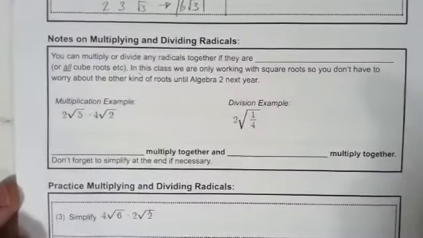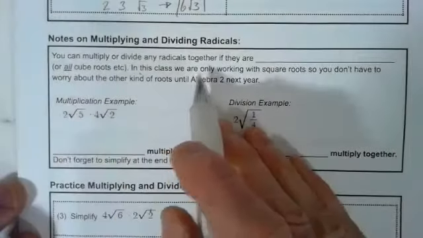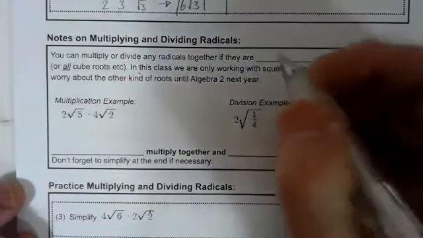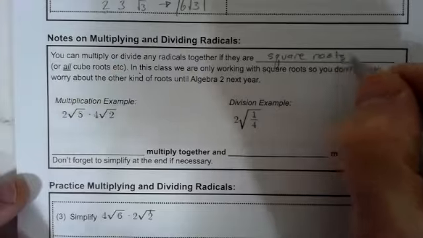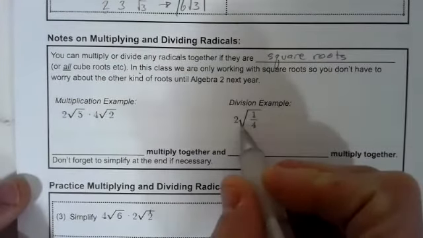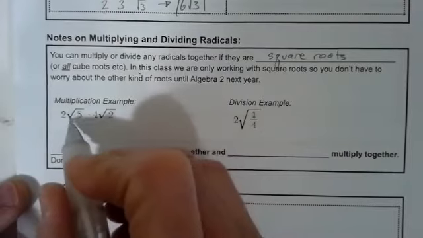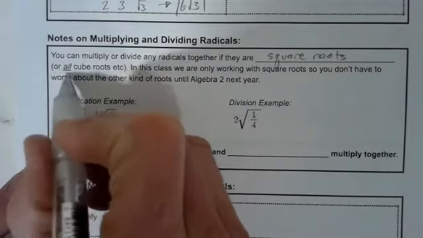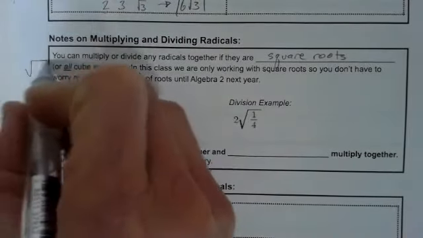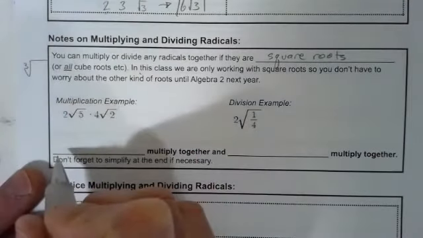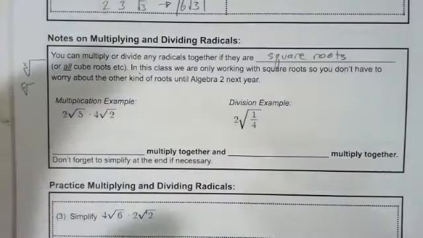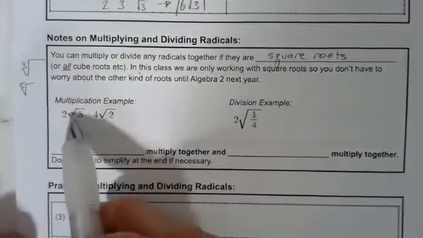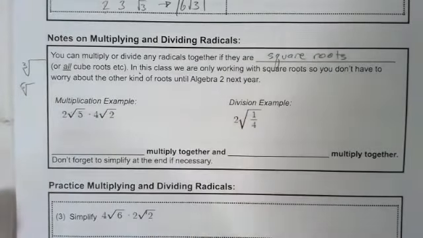Okay, now notes on multiplying and dividing radicals on this one here. You can multiply or divide radicals together if they are square roots. So they all have to be the same square root symbol, like this one here, this one here, this one here. They can all be cube roots, which is like the cubic root where you would have a 3 there, or if they're all the 5th root or whatever it might be, but they all have to have the same number. Right here, they don't have a number there, and that just implies that it's the square root of it.